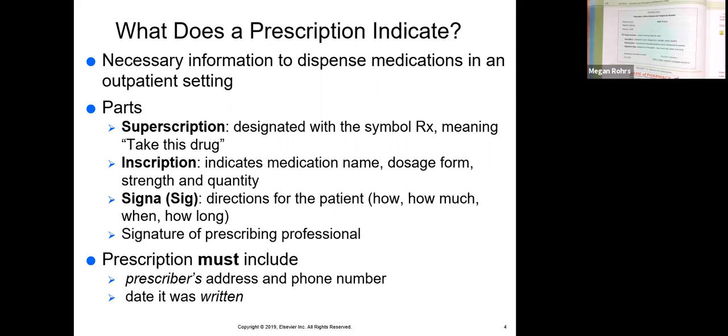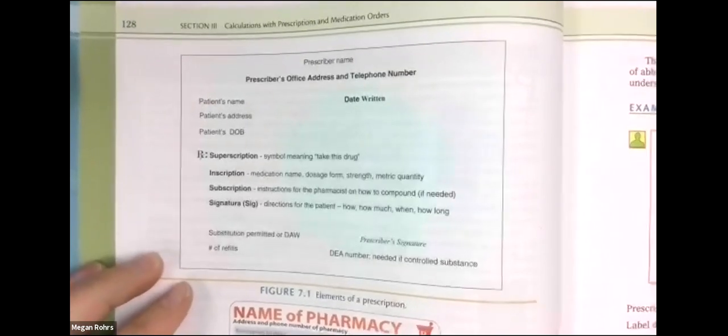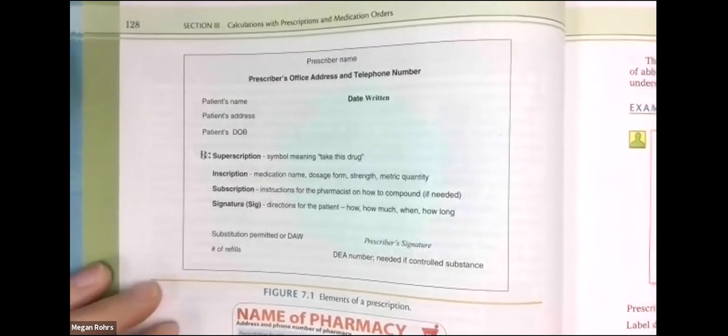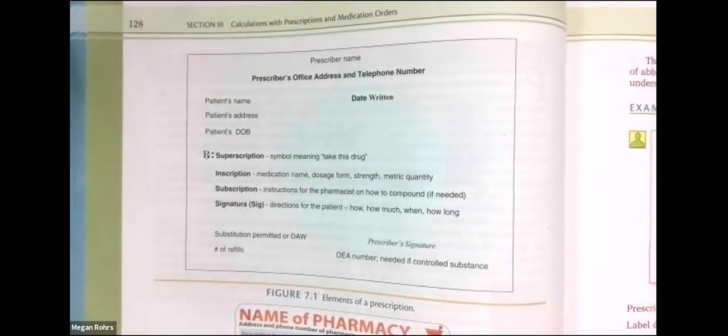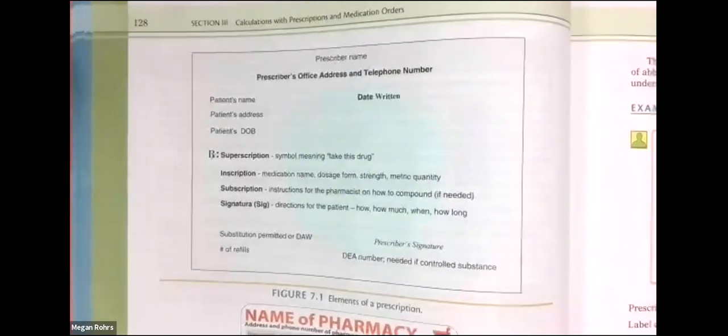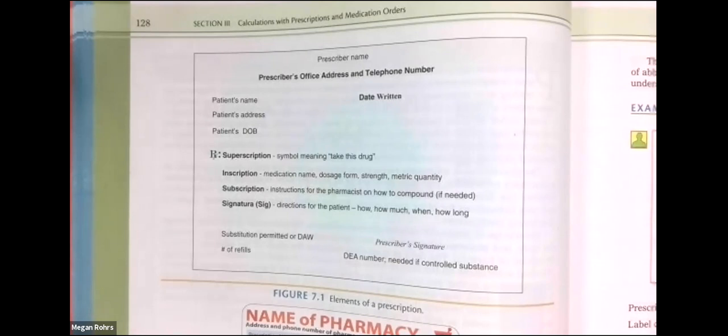And then what is not included here on the slides, it is here in the book. You also may see what we call a subscription. You'll see this on any compounded medications. A subscription just tells either the pharmacist or the technician how to compound that medication if needed. You'll see that a lot with simple compounds like Magic mouthwash. We can just mix those up with ingredients over the counter.